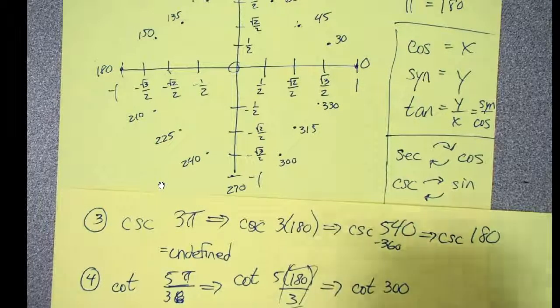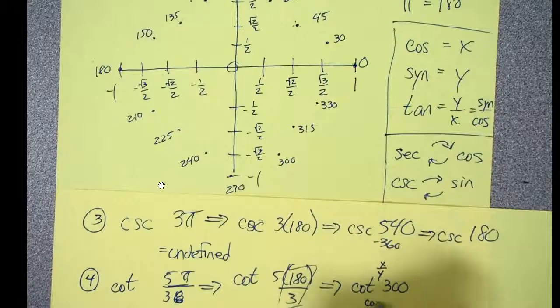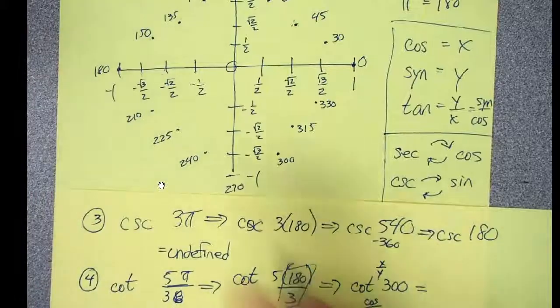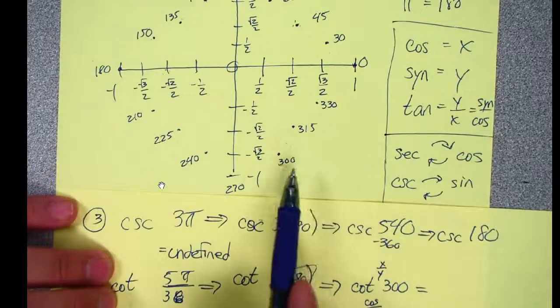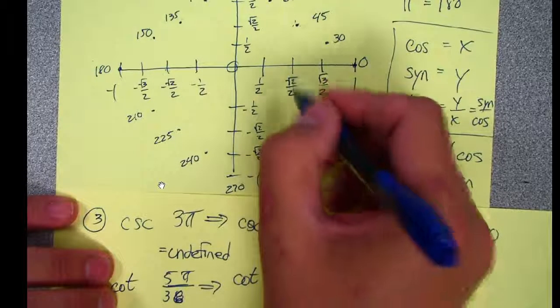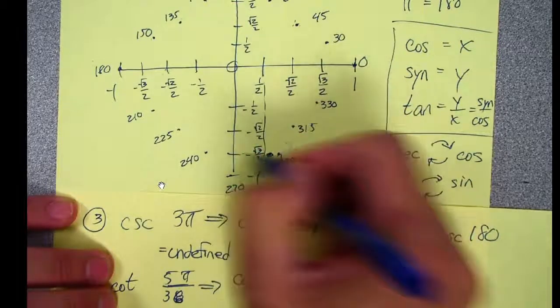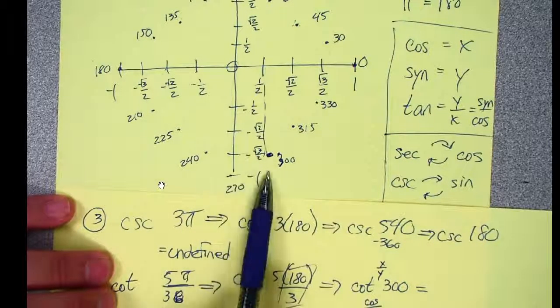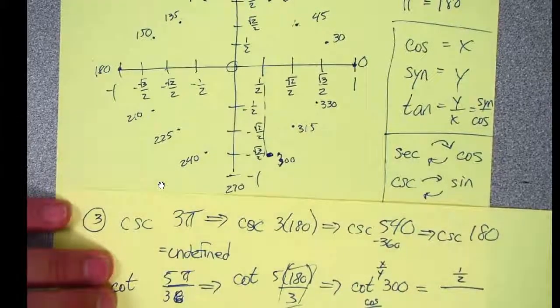So cotan is really x over y, or cosine over sine. So I need to find the cosine at 300 and divide it by the sine at 300. So I'm going to find 300. Cosine is your x value. And line these up very well. So cosine of 300, if I go up, that's only one mark to the right. That's only one dot to the right, so one tick mark to the right. So the cosine there is a half.